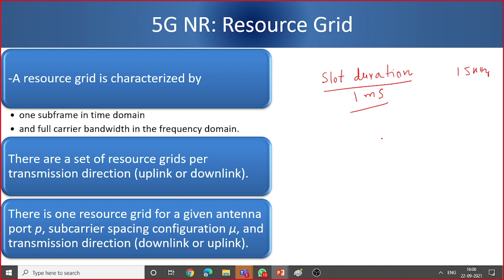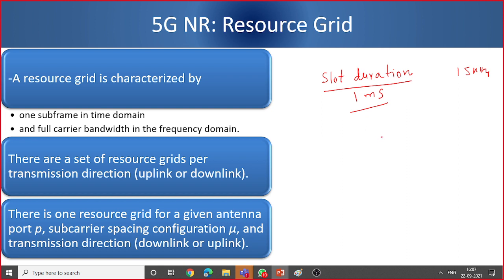So when a resource is allocated, the minimum duration will be 1 millisecond. During that 1 millisecond, a number of subcarriers and a number of symbols will be allocated to users depending upon what service they are trying to access. If other users come in between, they have to wait till the start of the next time slot, and in that time slot, resources will be allocated to any new user who wants to upload or download data.